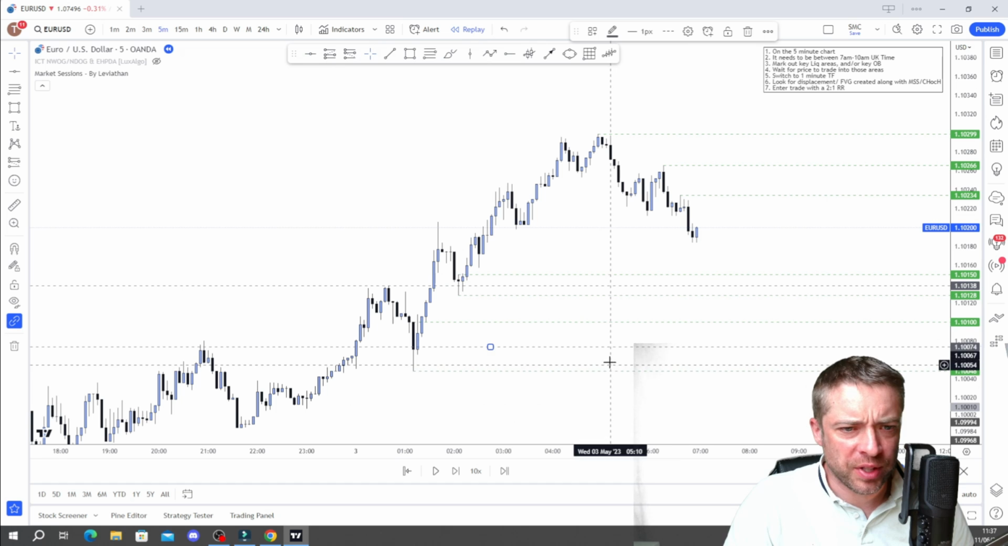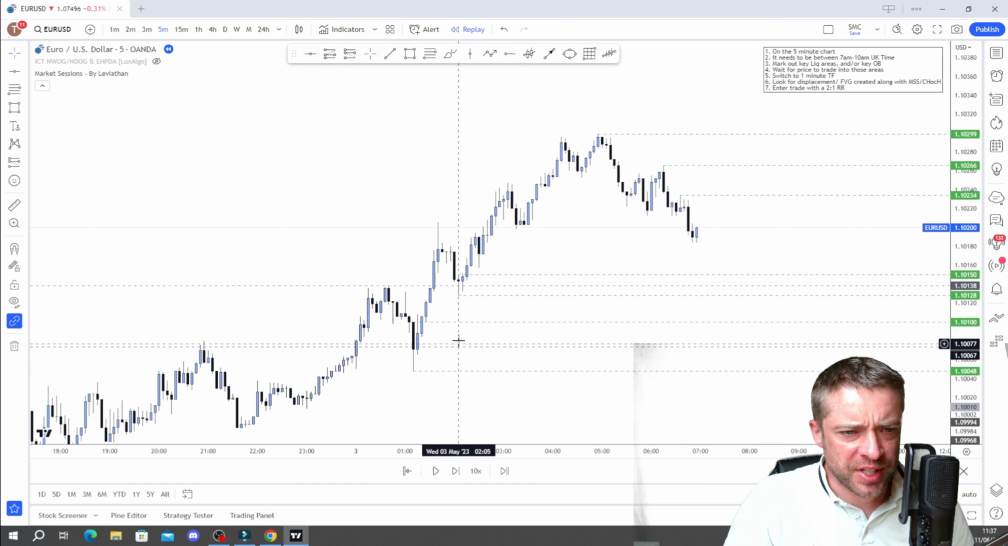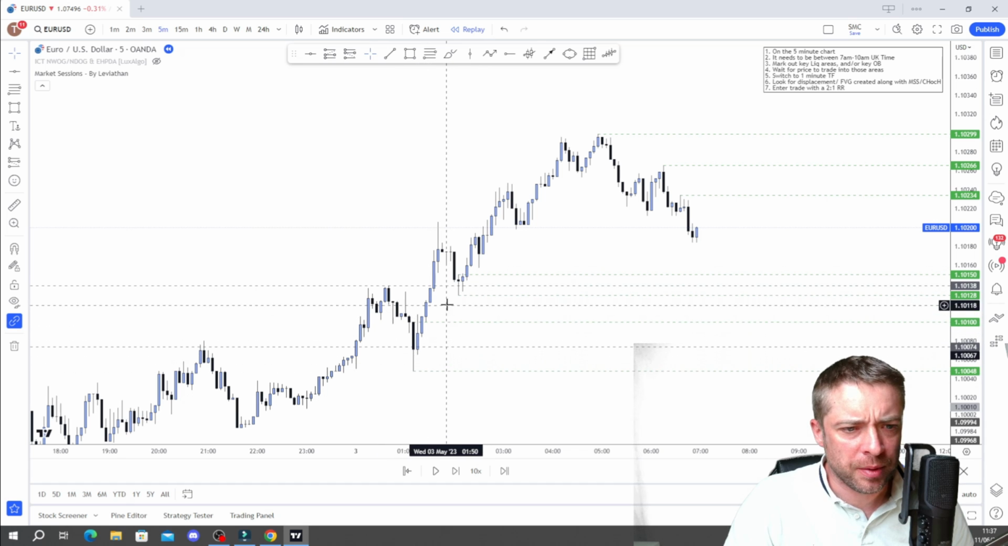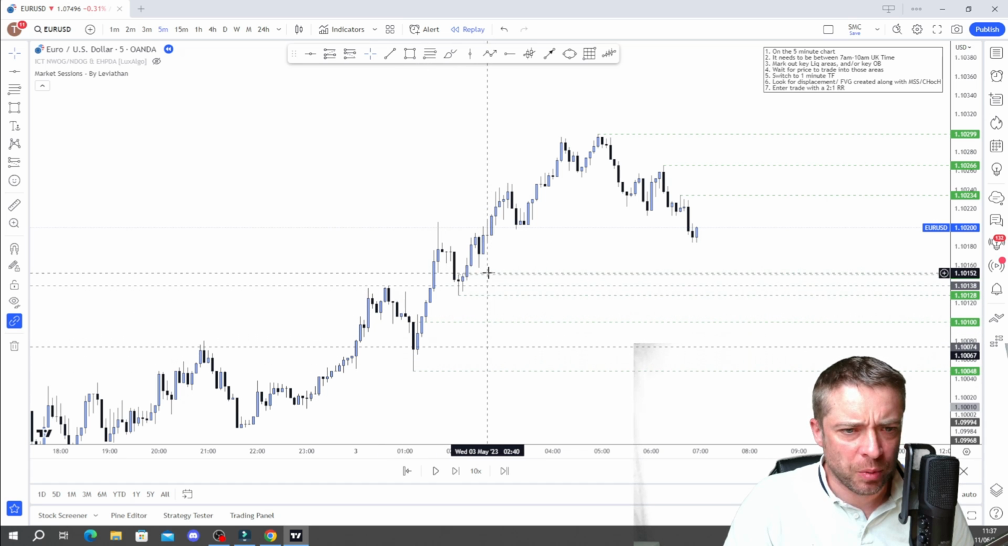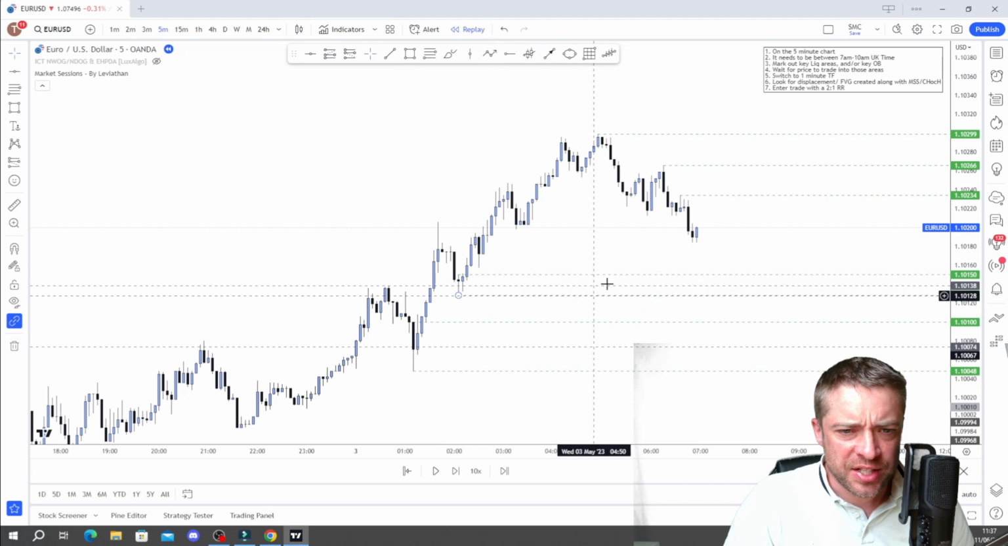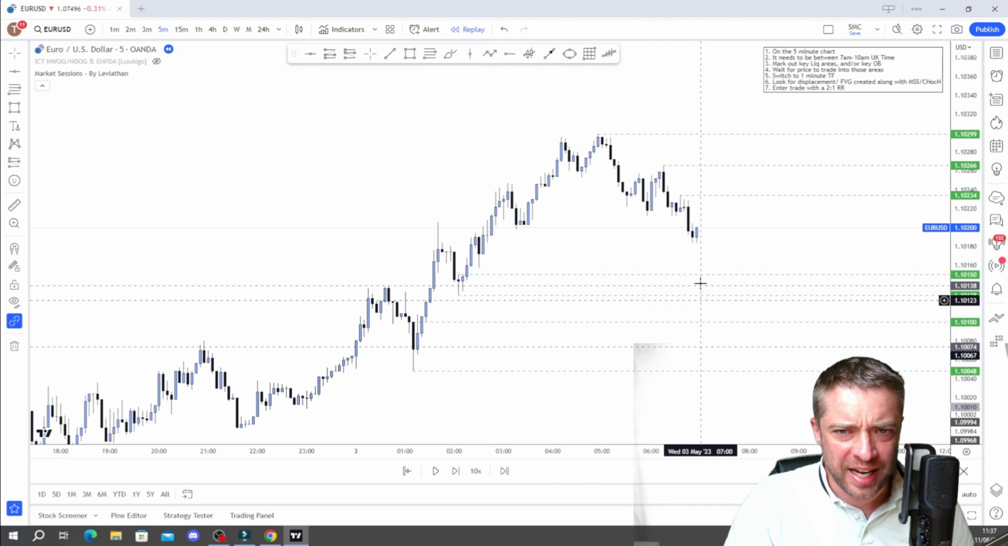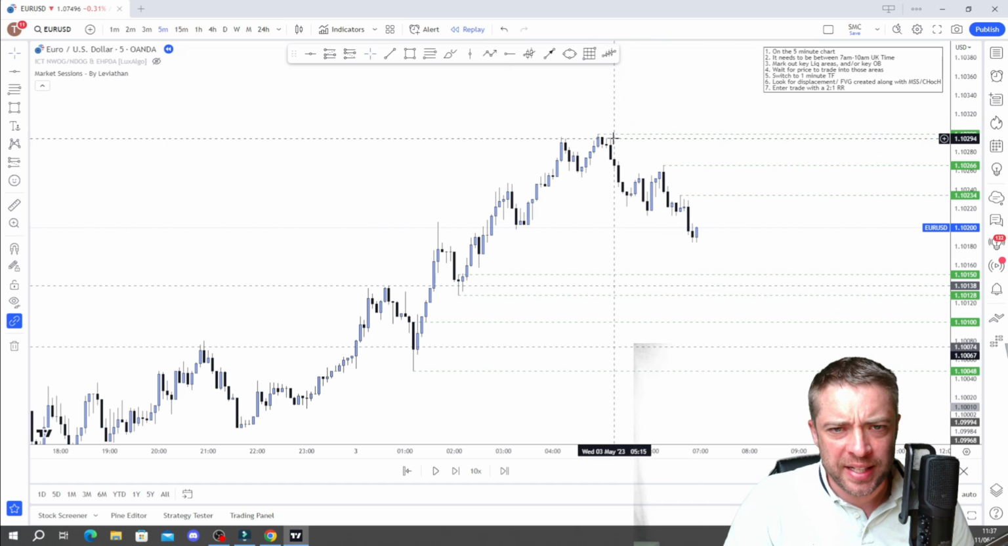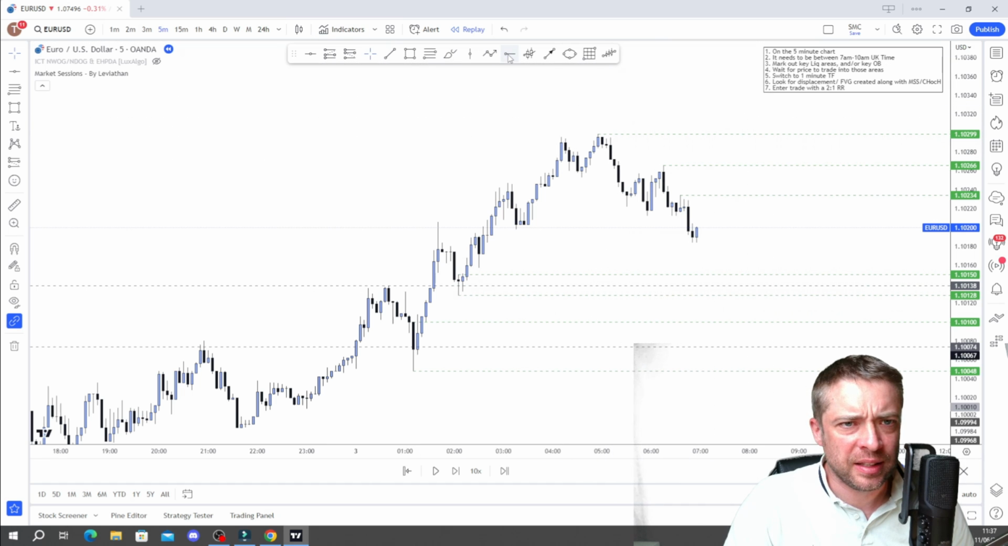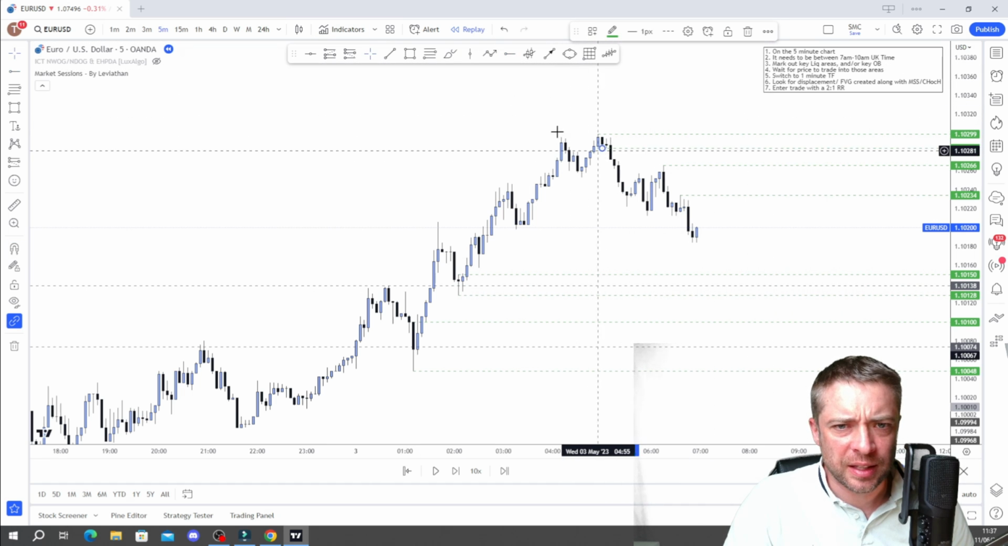How do we know an order block is valid? We want to see some fair value gap. So we've got a fair value gap here which hasn't been mitigated. We've got one here as well which hasn't been mitigated. So this order block here is a key area for me. Top end, we've got an order block here.